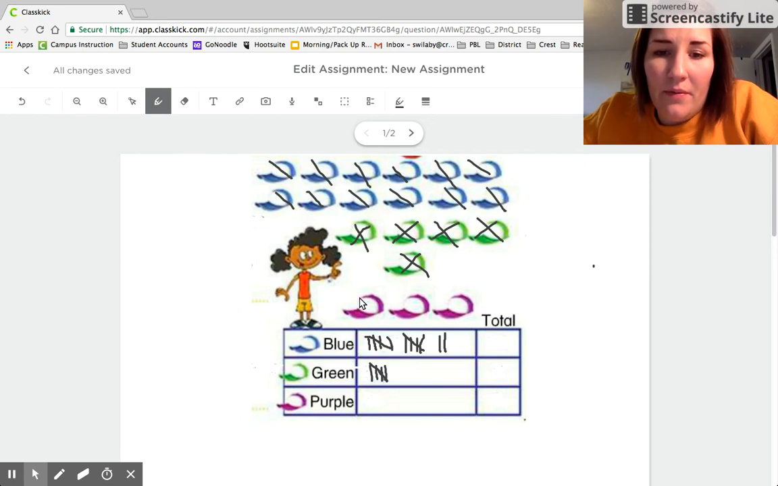Finally, we have purple. 1, 2, 3. So notice I didn't need to make the one that goes across because I only have 3. I don't have enough to make a whole group of tallies with the cross.